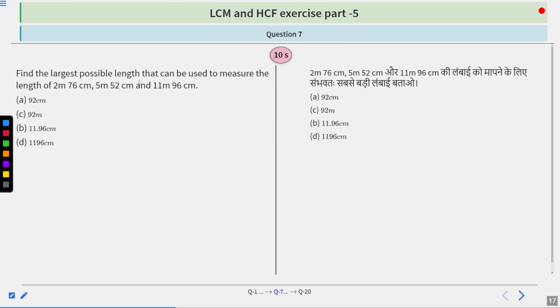Find the largest possible length that can be used to measure the length of 2 meter 76 centimeter, 5 meter 52 centimeter, and 11 meter 96 centimeter. Options are 92 centimeter, 92 meter, 11.96 centimeter, or 1196 centimeter. These are the options.